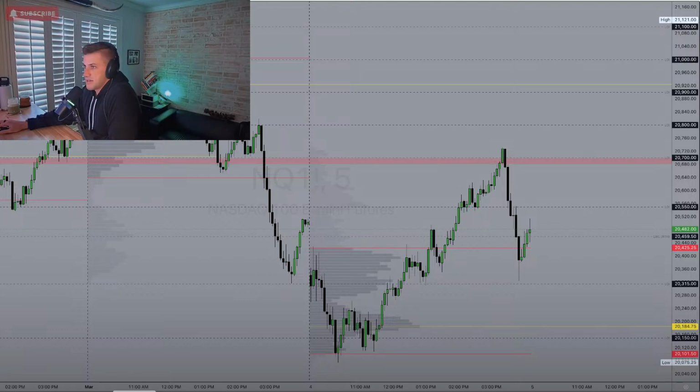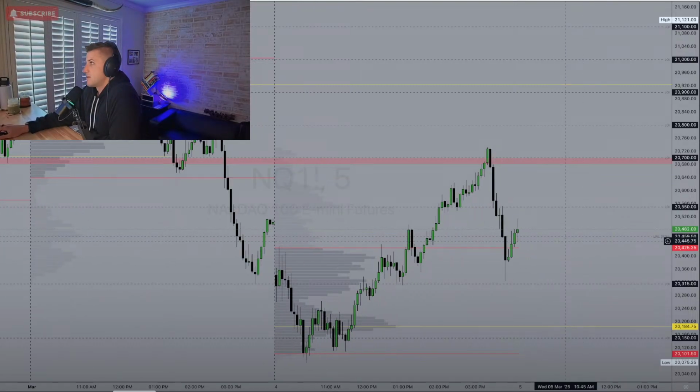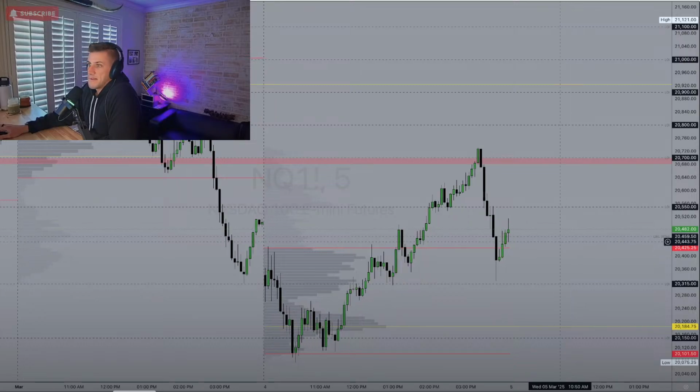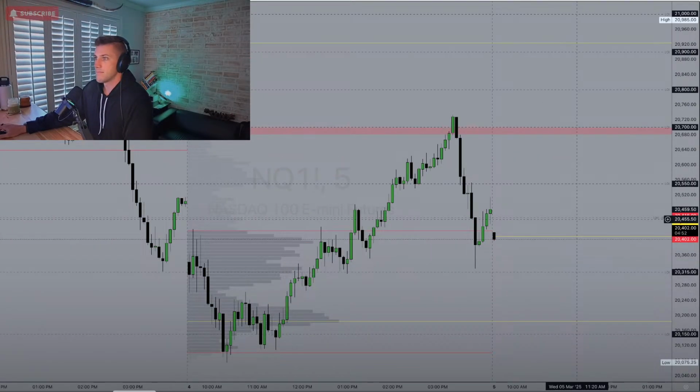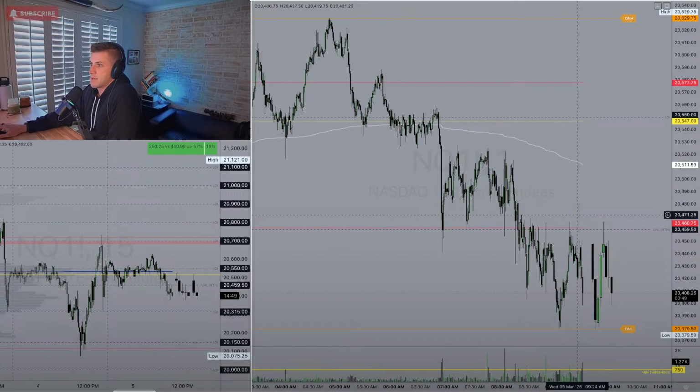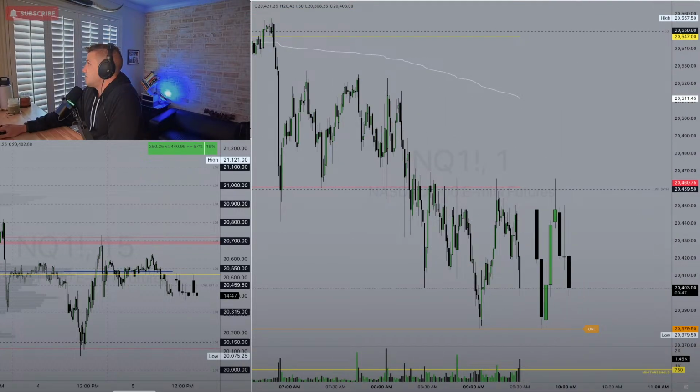So 30 seconds till the open. Looks like we're poised to open somewhere right around here, about 420 right now. Let's see what this open is looking like. No real gap. So gap rules are not a factor this morning. There's the open. Overnight low 379.5.